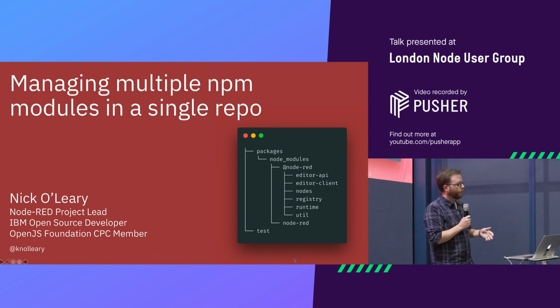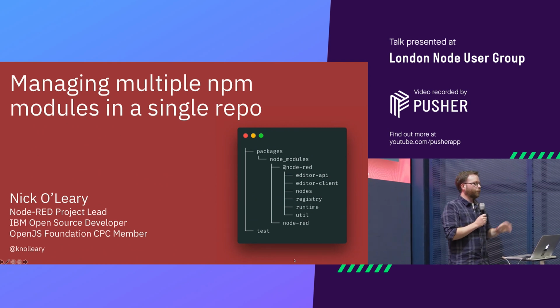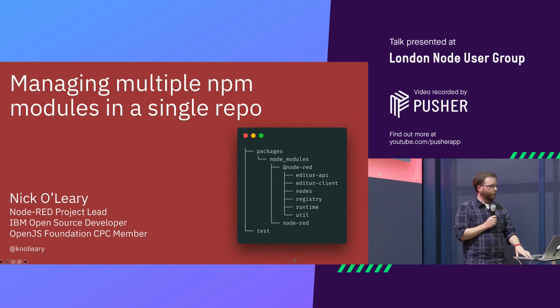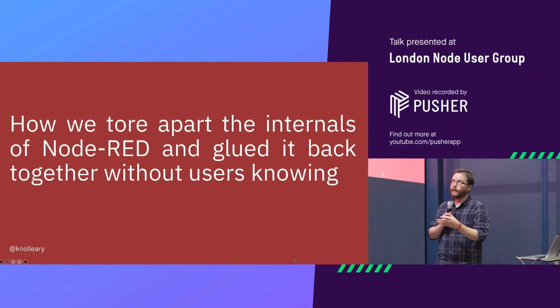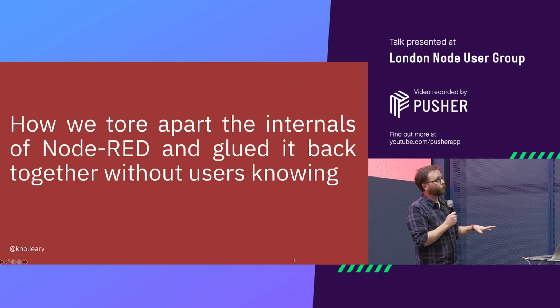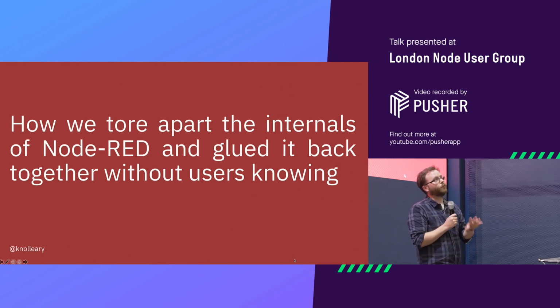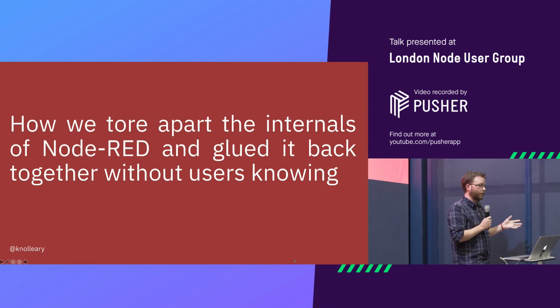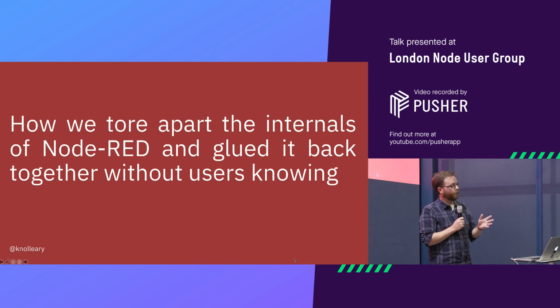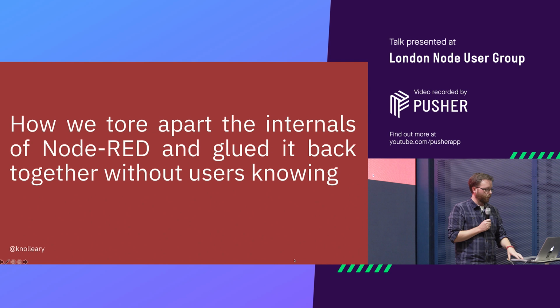So this talk is about Node-RED without being about Node-RED. It's about managing multiple NPM modules in a single repo. Really, it's about how we tore apart the internals of Node-RED and glued it all back together without users knowing. So we did all of this in a maintenance release, effectively, that, yeah, the entire guts were ripped apart and put back together, and no one noticed.